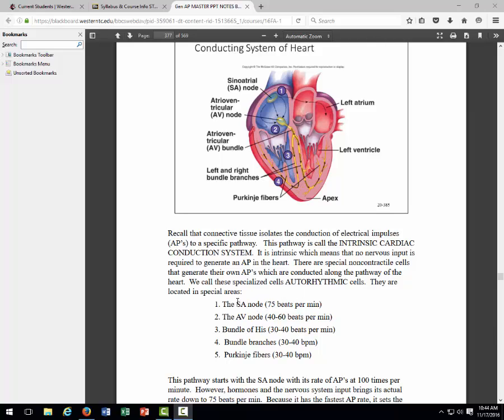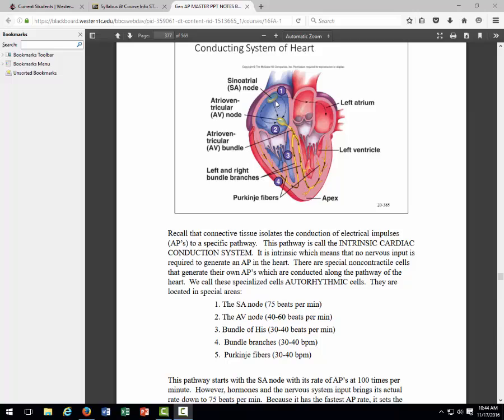The SA node has the parasympathetic neuron serving it, so it slows it down a little bit to 75. Like I said, if we snipped that parasympathetic neuron that's synapsing on this SA node, we would see it beat at 100. So we know that if part of the SA node or the whole SA node shuts down, someone has a heart attack and it damages those cells in the roof of the right atrium, then what takes over? What's the next fastest?